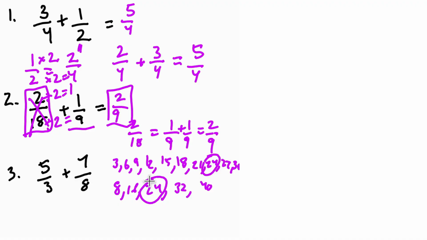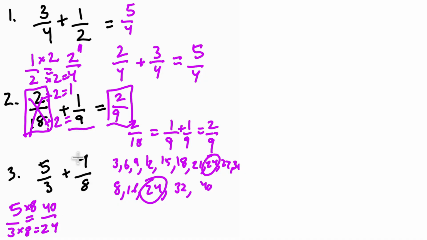So now we need to find 5/3 with the denominator of 24. What over 24? So 3 times 8 is equal to 24. So 5 times 8 is equal to 40. So 5/3 with the denominator of 24 is equal to 40/24.